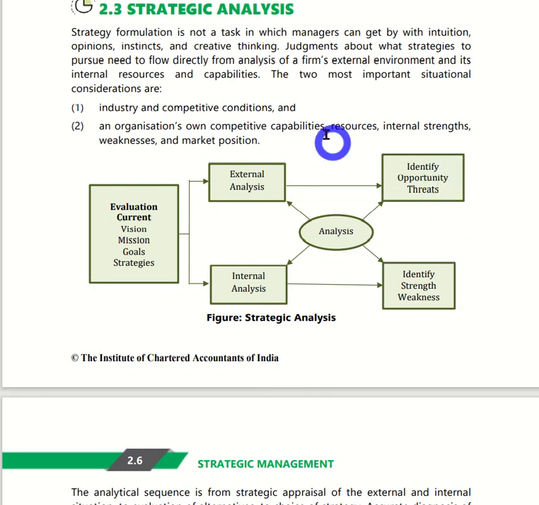Now, here we also refer to the two most important situational considerations. When I say situational consideration, what is the meaning of situational consideration? Though not a subject oriented example, suppose you were to step into a bathtub. Would we actually try to measure very carefully what is the depth of the bathtub and all? Not at all, correct?